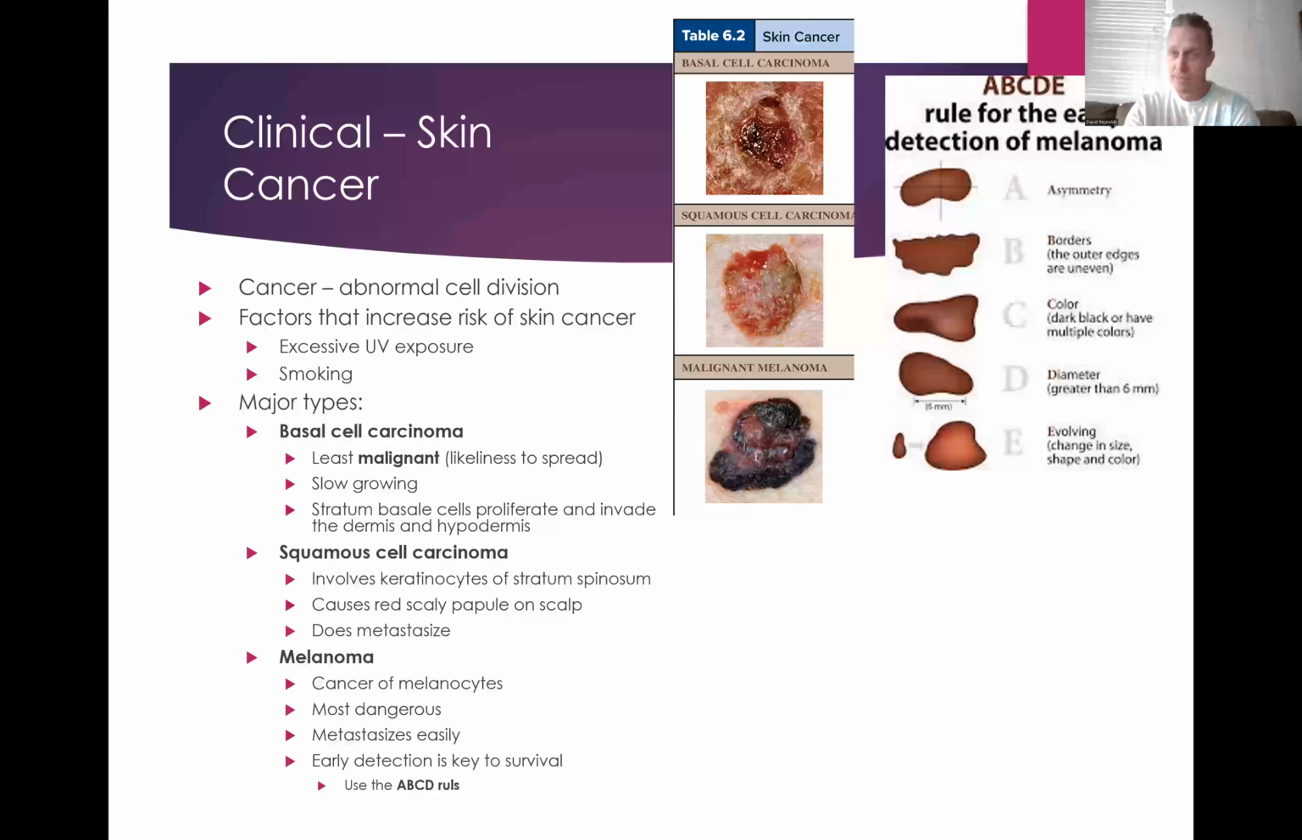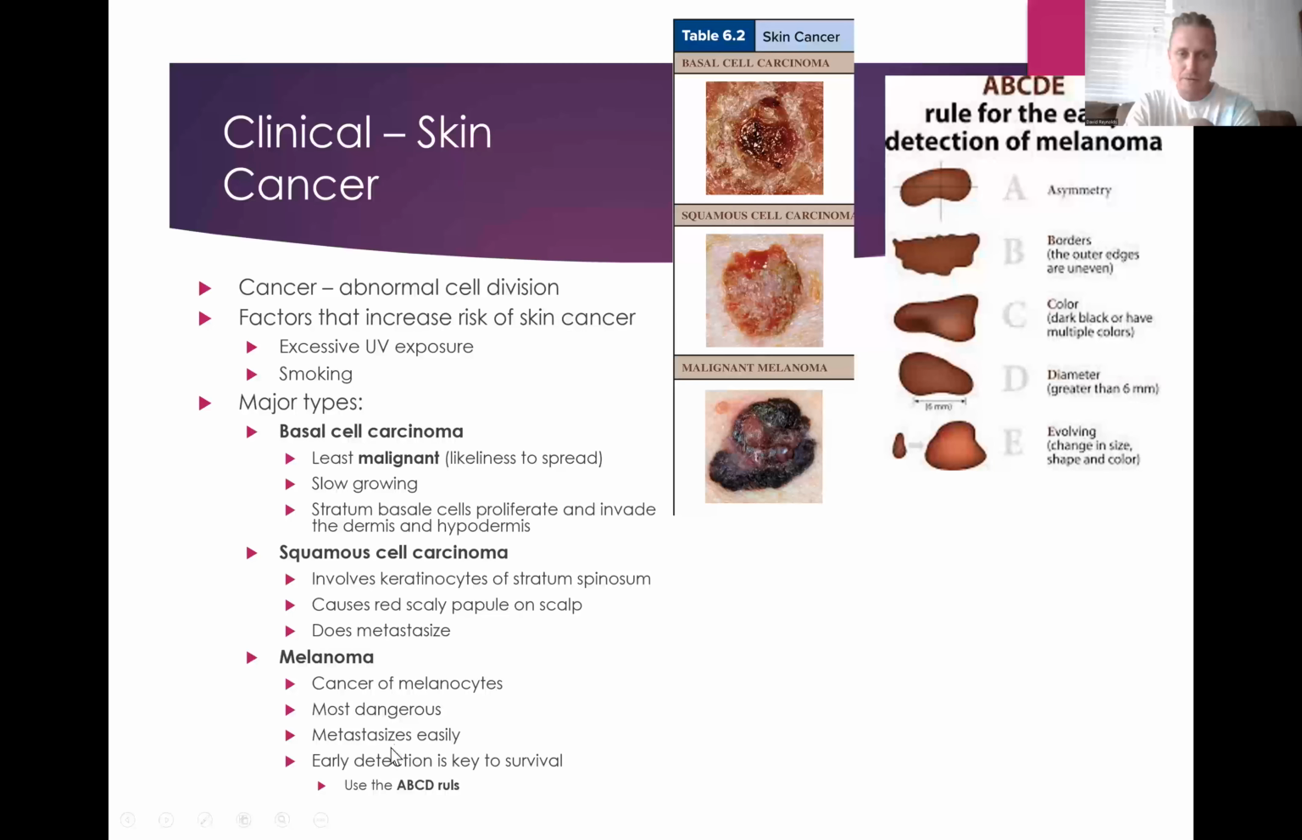Now, the most deadly is melanoma, and melanoma is uncontrolled division of your melanocytes, those cells that make melanin. All right, this metastasizes very easily, much faster than the squamous cell. And so this one, because it's so deadly, early detection is the only way to survive it. So we kind of have to make sure they're always following this ABCD rule to check people to see if anything is happening or if they have this occurring in them.